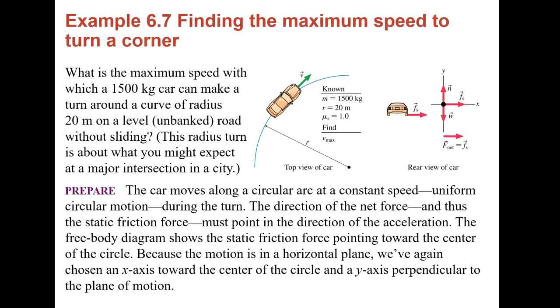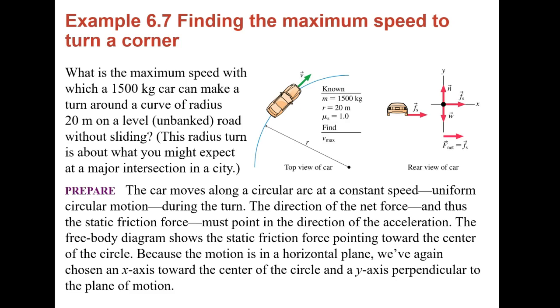So if we have this problem, we have a car with a mass of 1,500 kilograms, a radius of 20 meters. Now we're going to throw in this coefficient of friction here. The coefficient of static friction is 1. So we have to figure out what's the maximum speed the car is going to make without sliding off the road.